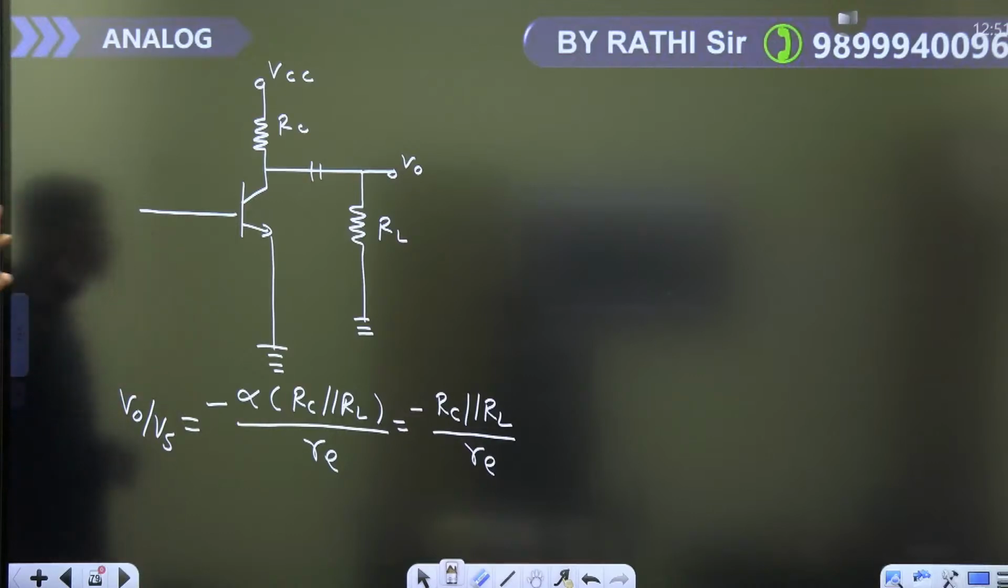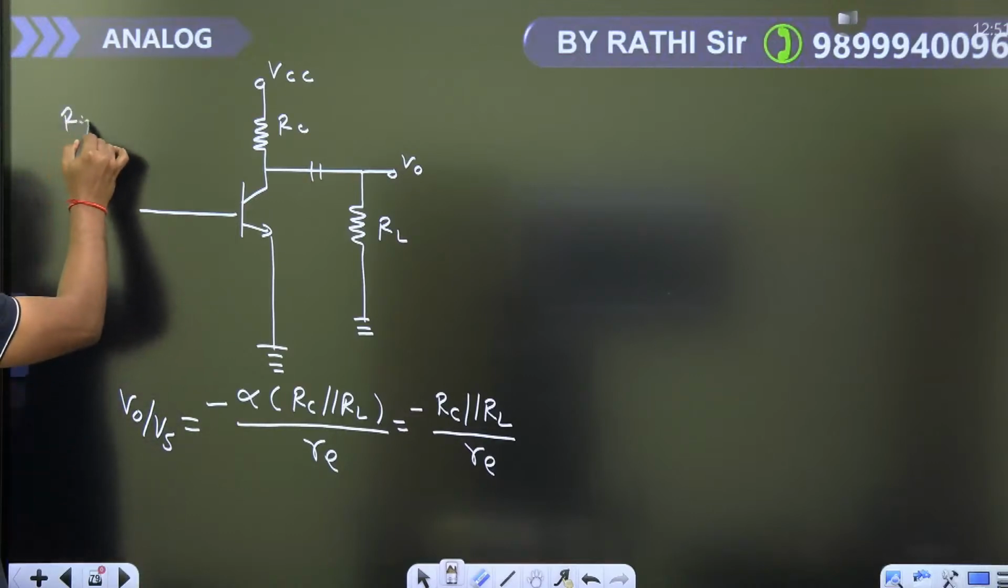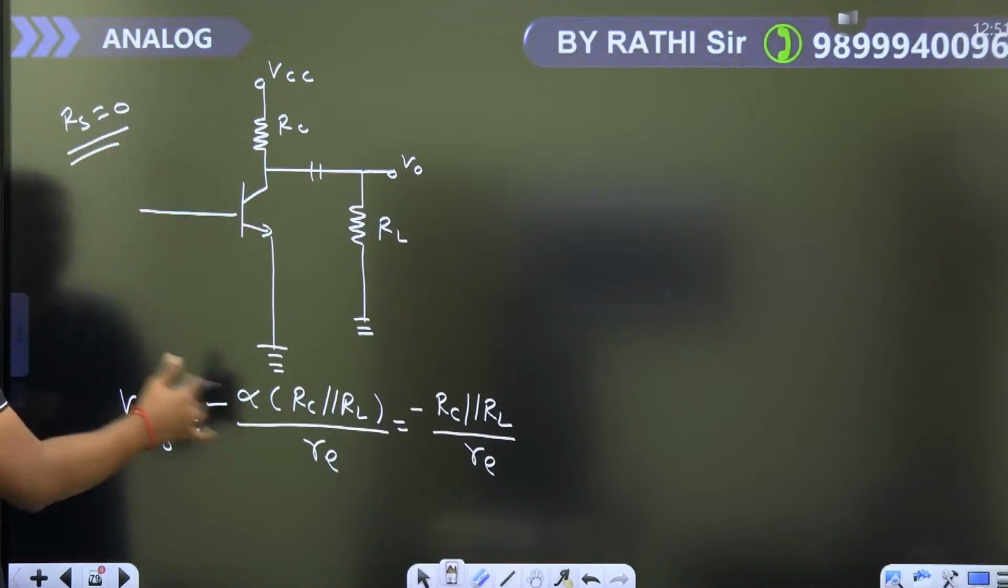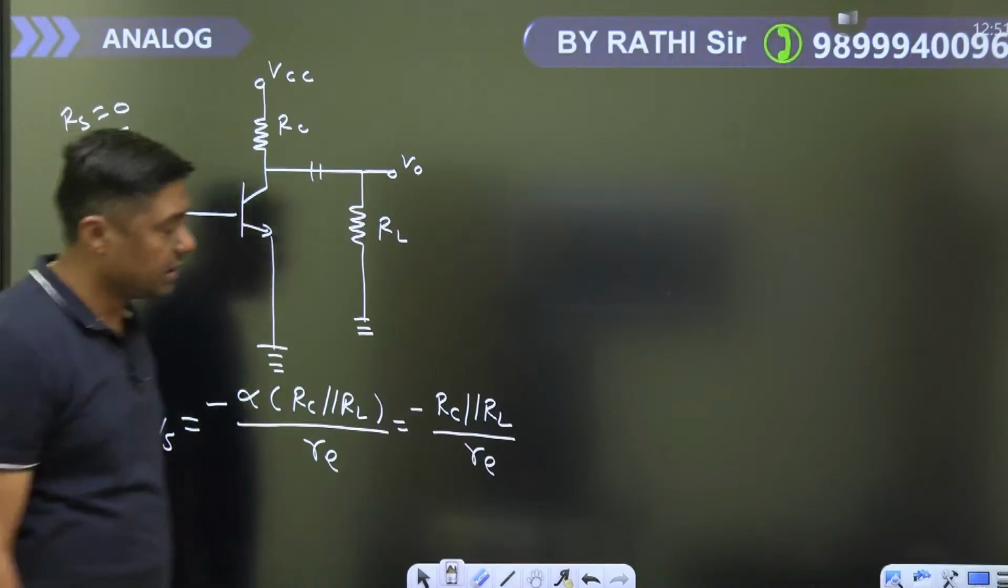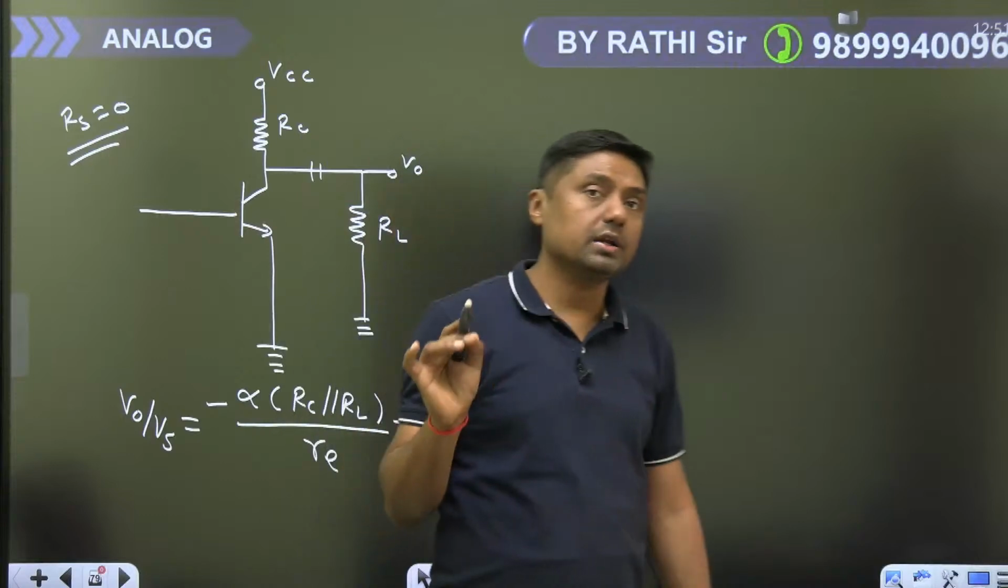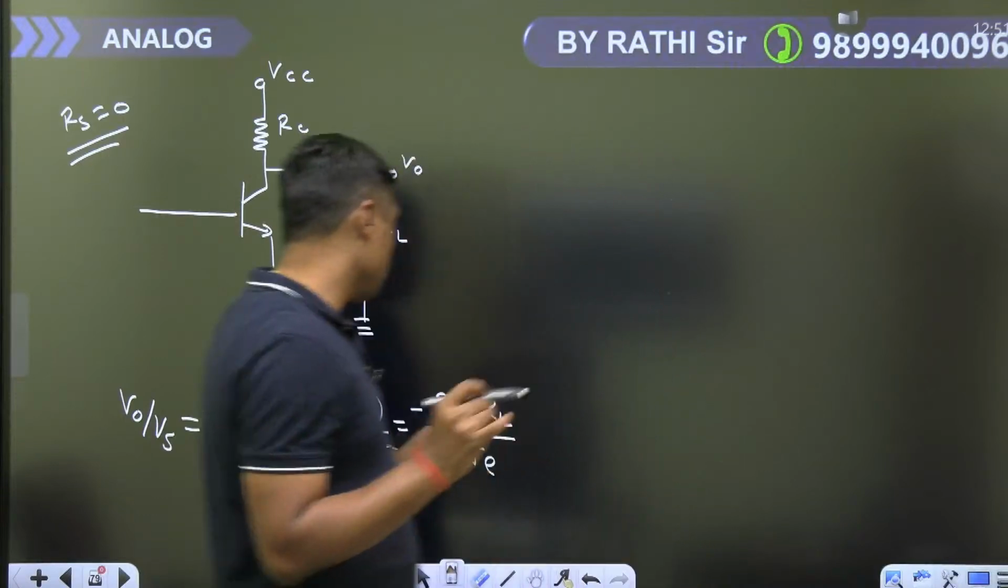If RS is not given, RS is equal to 0. Directly you can write this formula, minus RC parallel with RL upon small RE. Okay, this is the small RE.